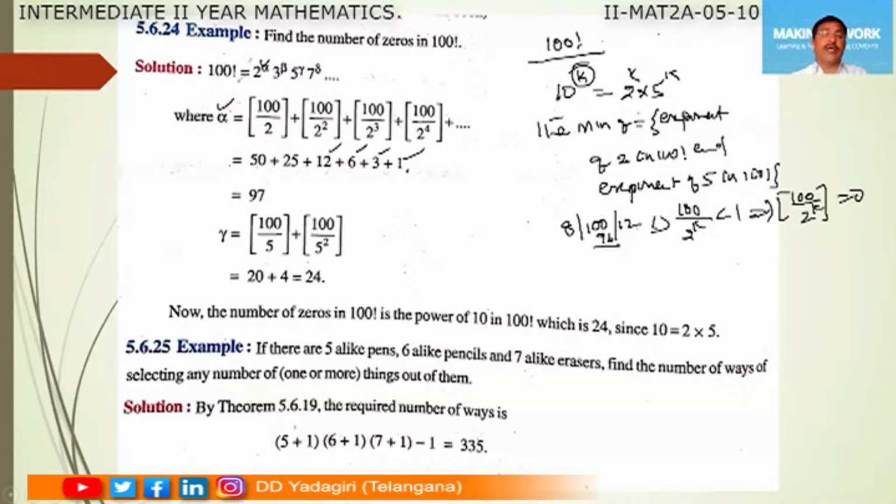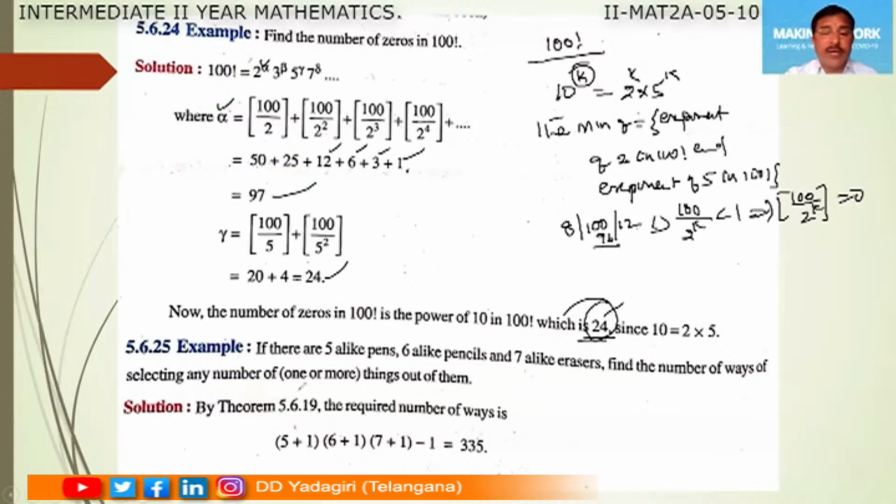Therefore, the exponent of 2 in 100 factorial is equal to 97. Similarly, exponent of 5 in 100 factorial is 24. Therefore, the minimum of 24 and 97 is 24. Therefore, the exponent of 10 in 100 factorial is 24. Therefore, the number of zeros in 100 factorial is 24.